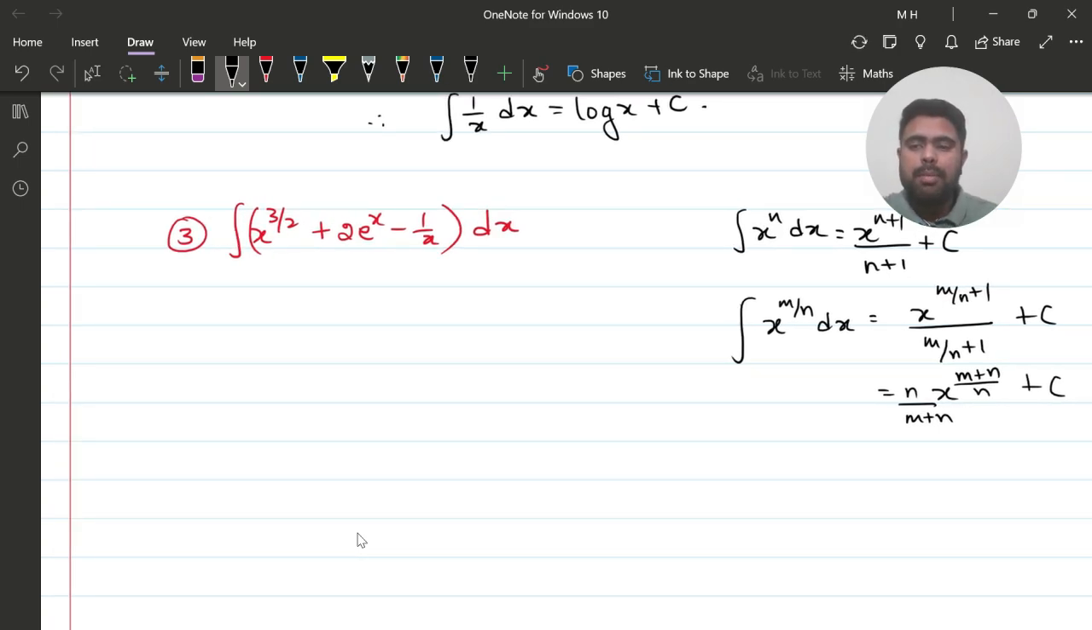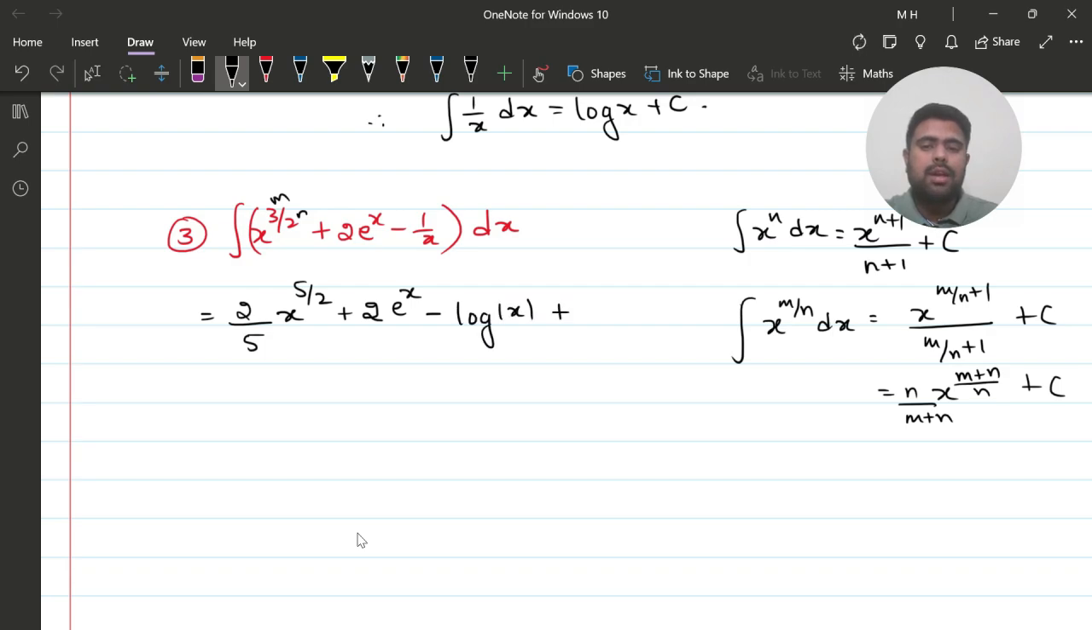Okay, if we compare this with x raised to 3 by 2, what is n? n is 2, m is 3. So therefore 2 by 2 plus 3 is 5, x raised to the reciprocal of this. Definitely plus 2 is a constant, keep it as it is. What is the integral of e raised to x? It is e raised to x. Again I request you to go through the results. Minus, what is the integral of 1 by x? It is log mod x. Plus c. So this is going to be the integral.